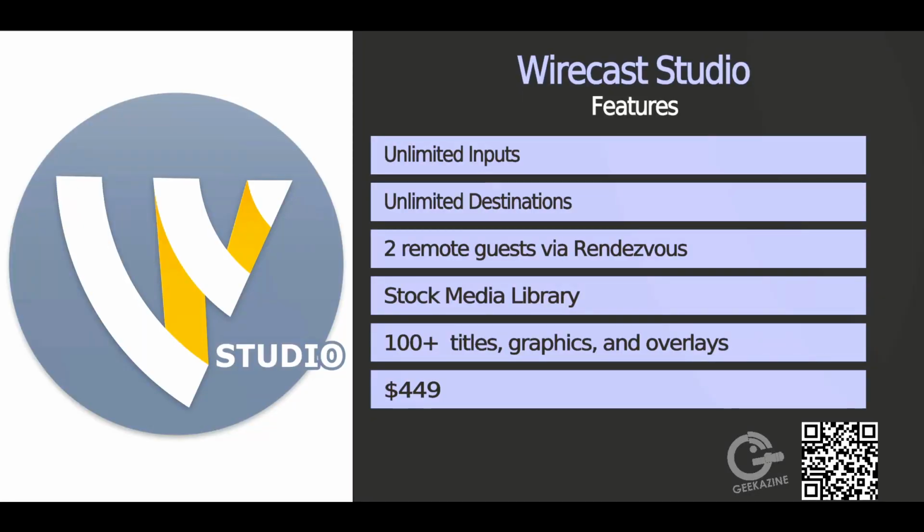All right, let's take a look at Wirecast Studio here. Now, with Wirecast Studio, you get unlimited inputs, unlimited destinations. That means that with Wirecast One, you can only send to Facebook or YouTube, but you can't send to both. This will let you go to multiple destinations, of course, depending on your bandwidth. You can do 2 remote guests via the Rendezvous software, which is really cool. You can definitely have a nice little talk show going here. You get the stock media library, which is the Storyblocks partnership, so you can bring in some really cool stuff. And then you get 100 titles and graphics and overlays for $449.